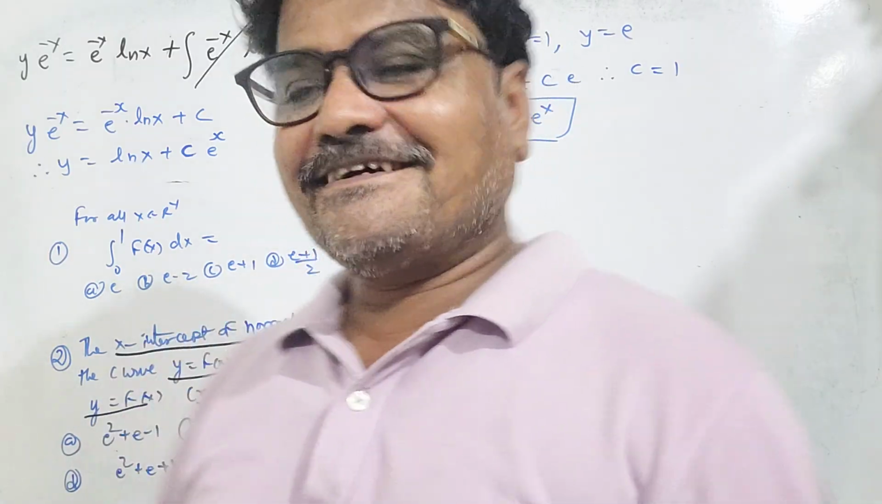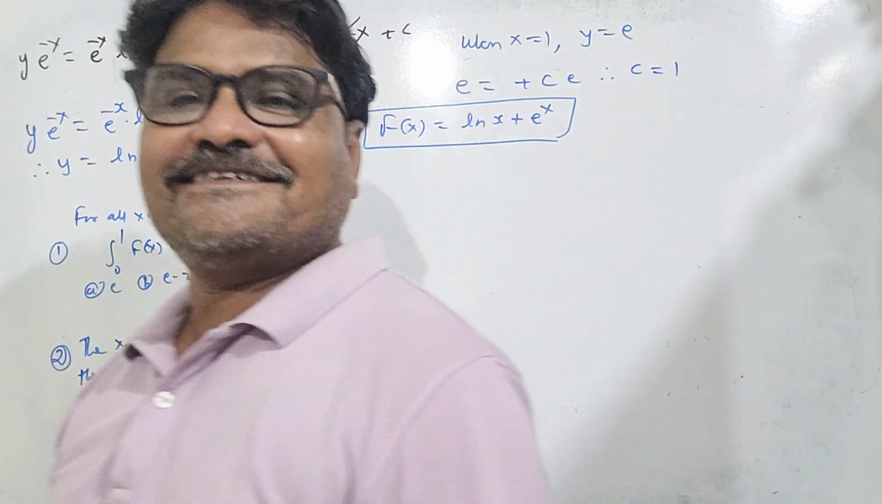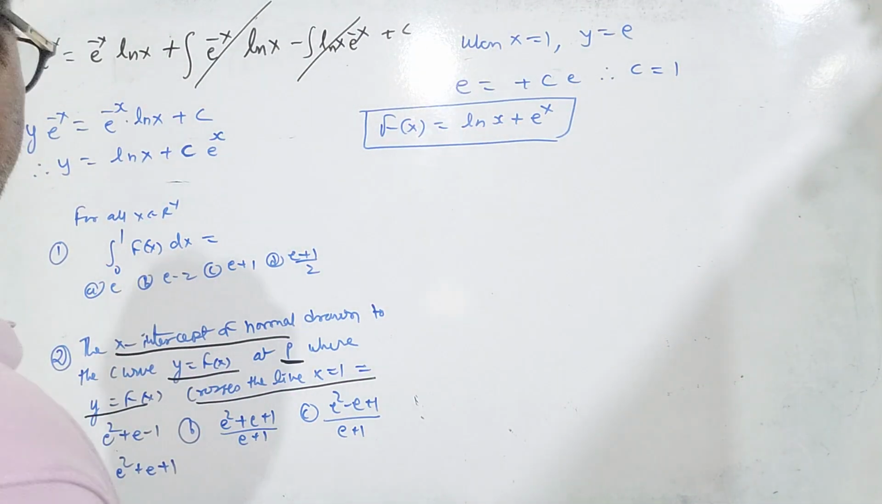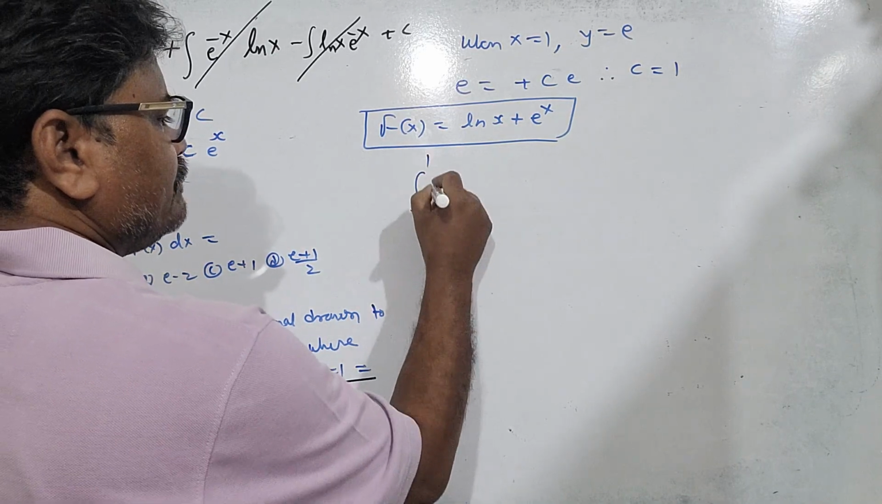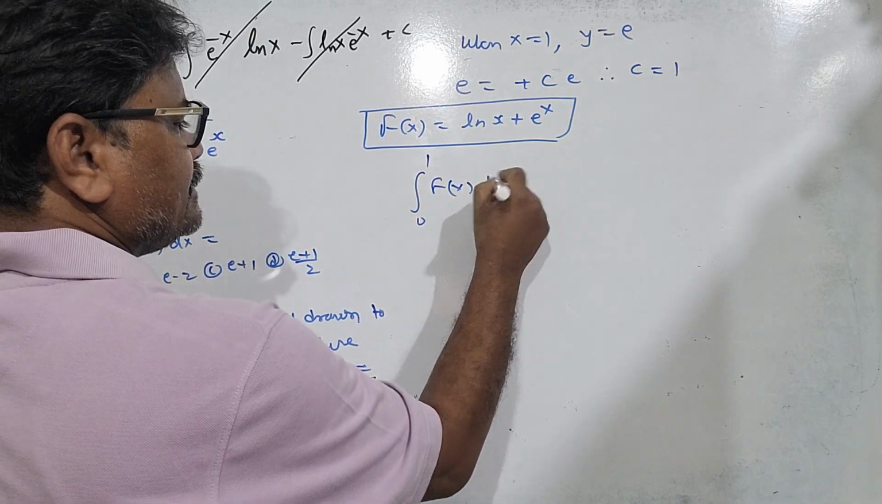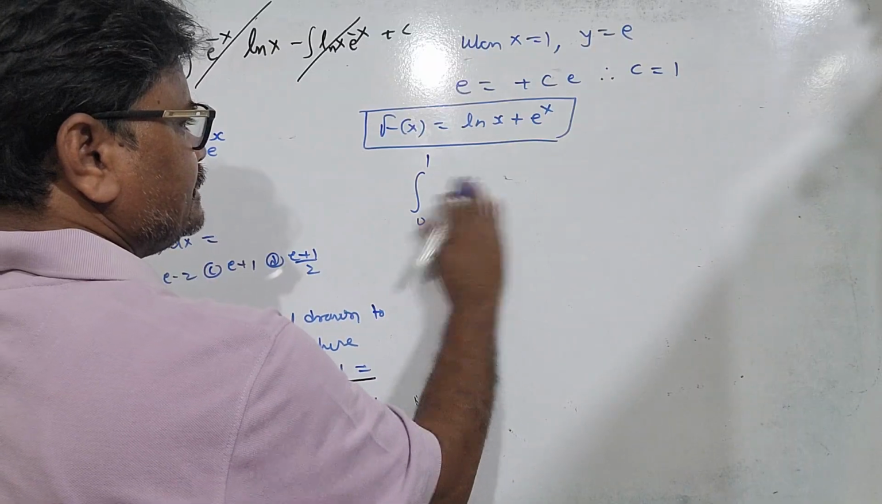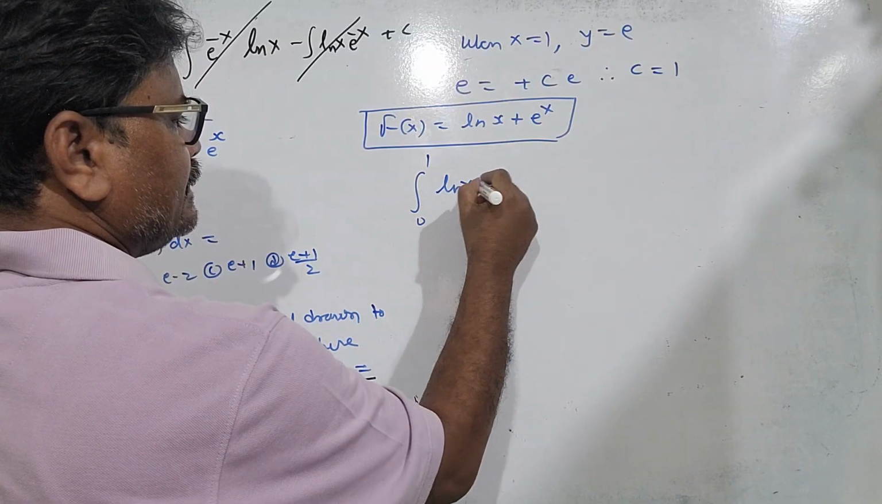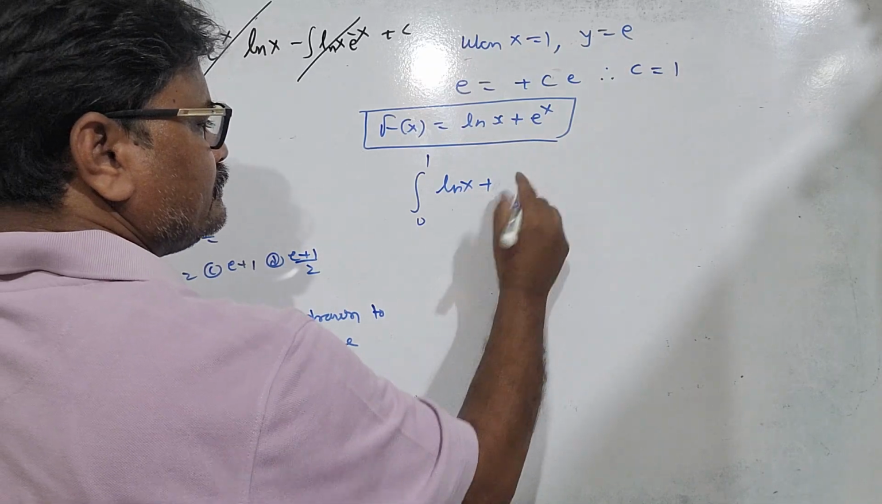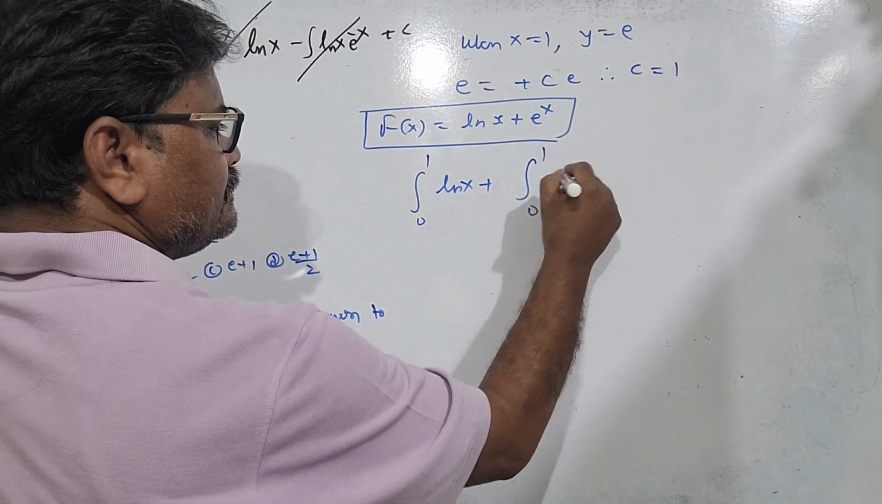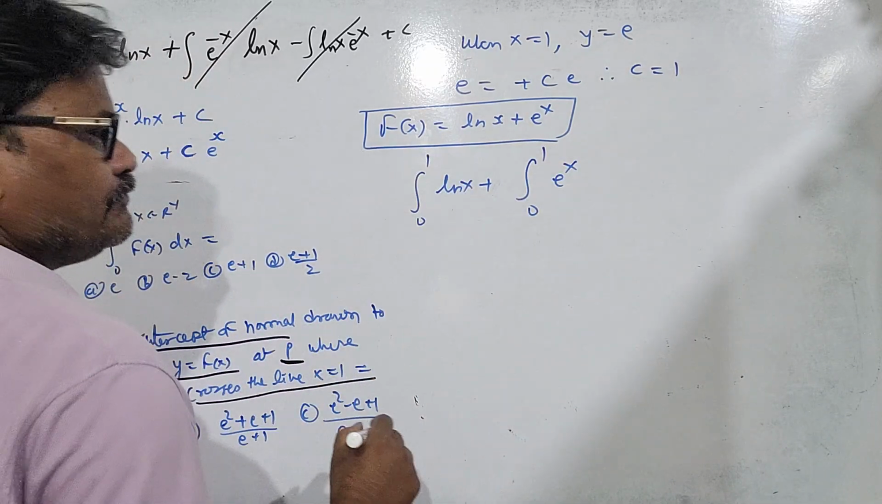Now you can answer these two questions. So the first question is a simple integration. Integration 0 to 1 of f(x) dx, that is integration of ln x plus e to the power x. So I can have two different integrations, that is 0 to 1.